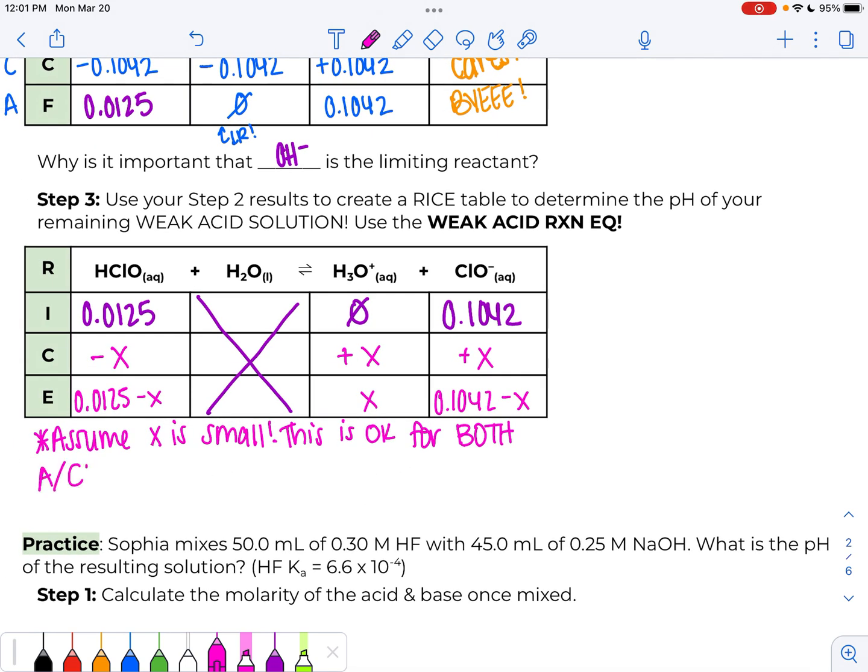For both the acid and the conjugate base, this change is going to be so small compared to the initial concentration, so we are allowed to do this. We cannot do this for the hydronium ion, though, because anything is significant compared to an initial concentration of 0. So that's really why we can subtract out X and consider it negligible for the other things.